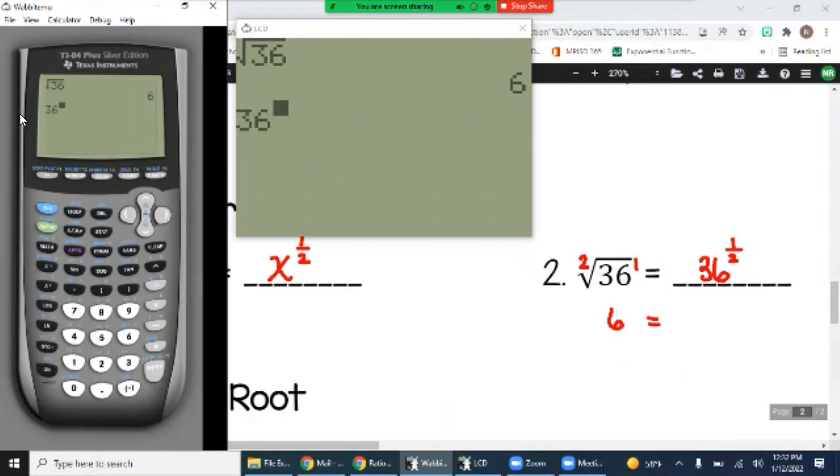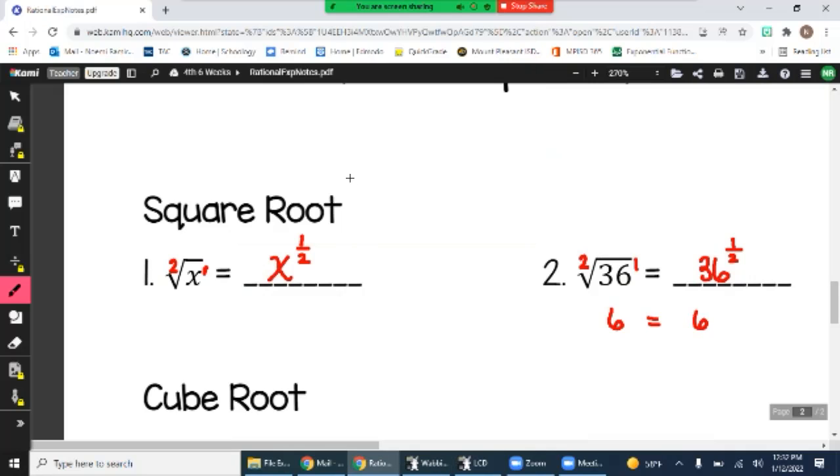And now, how do I put in a fraction? So I'll put 1/2. Press enter. 6. Both represent the square root, just two different ways of writing it.